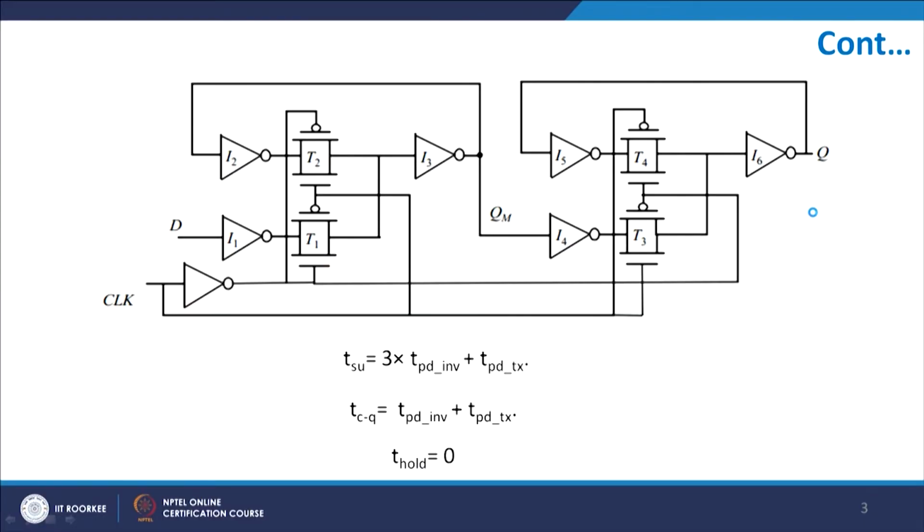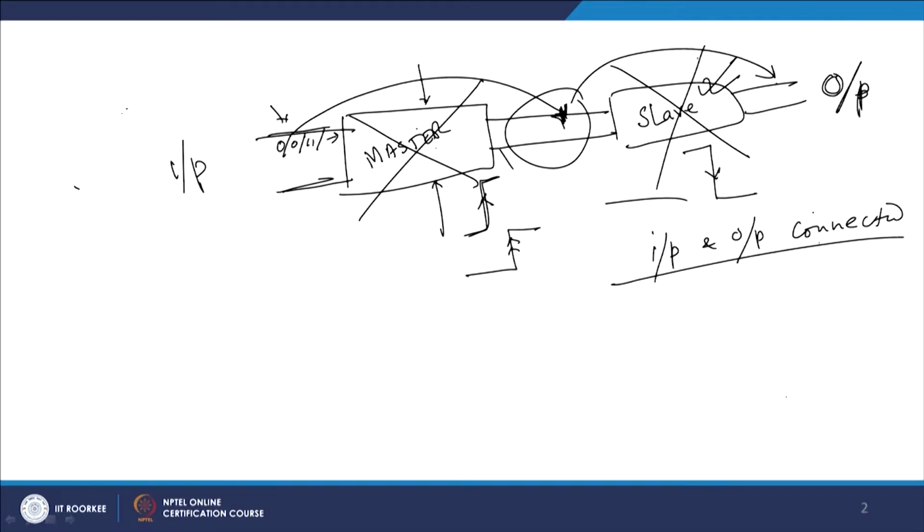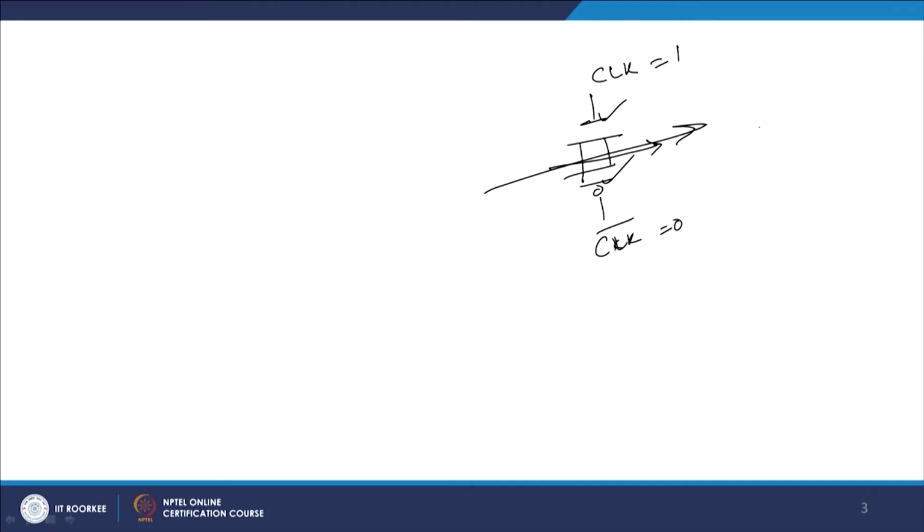Now let me show you the mux based design using TG, using a transmission gate. Remember the transmission gate concept: if you have an NMOS and a PMOS, driven by clock and clock bar, then when clock equals 1 and clock bar equals 0, it switches on, both the devices are on, and there will be a flow of current from input.